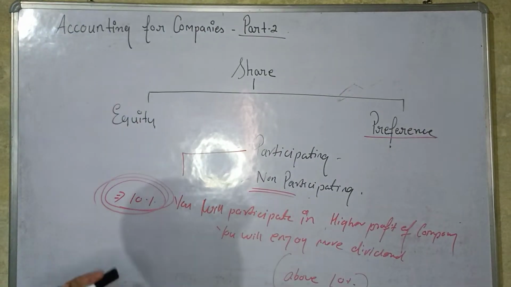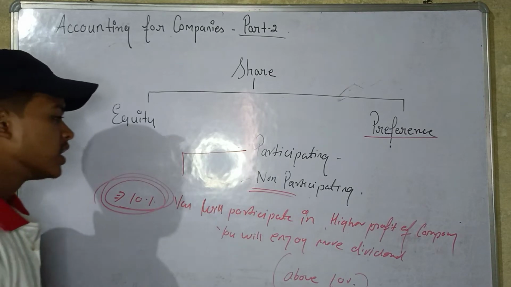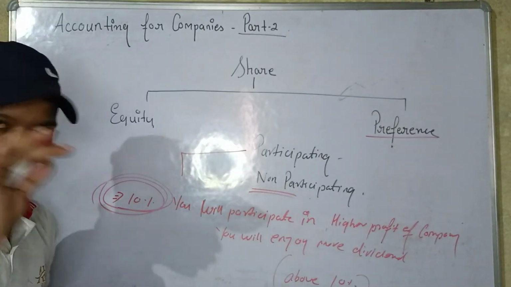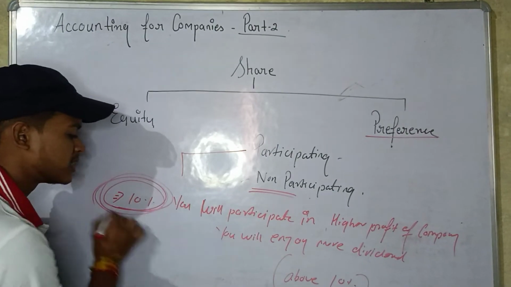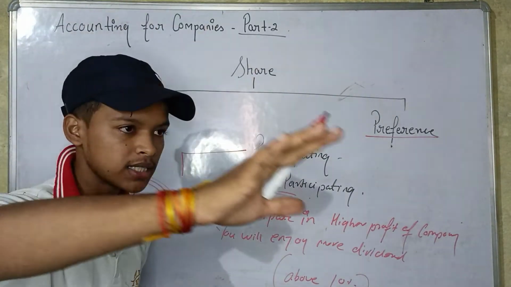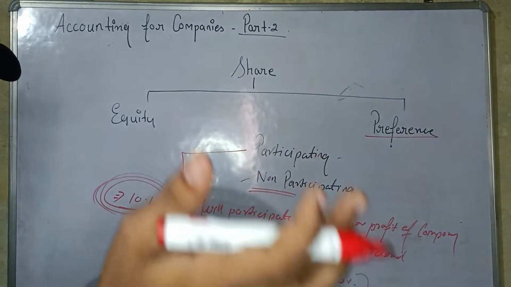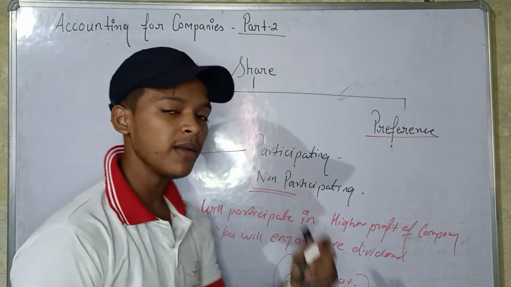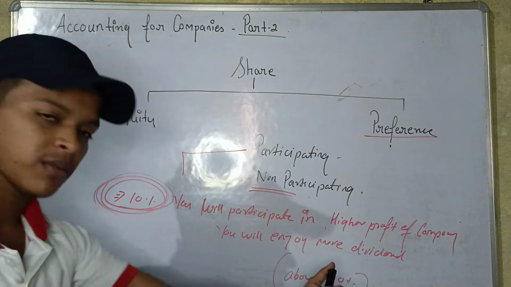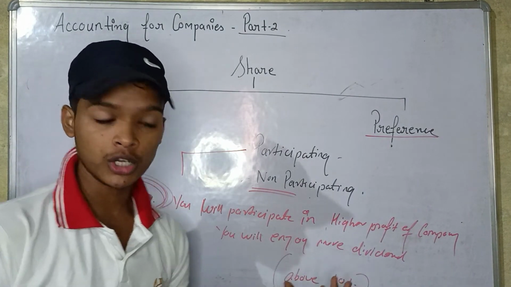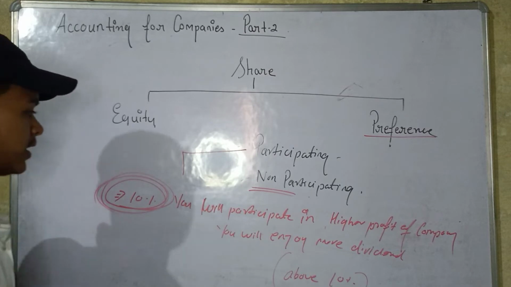Whereas in non-participating, the preference shareholders do not get any such enjoyment. Means in non-participating, they will not participate in the higher profit. Suppose the company has fixed 10% for you, and when the company has a higher profit, in participating you can take a share of that higher profit. But as we have studied, preference shareholders get only the fixed rate. In participating you can enjoy above 10%. That's it. In non-participating you will not enjoy the higher profit and will not get more dividends above that. Clear?